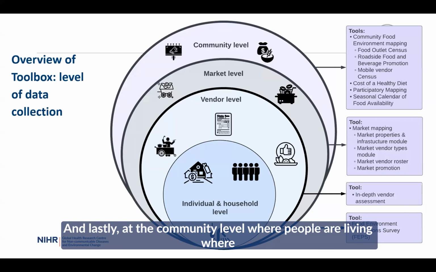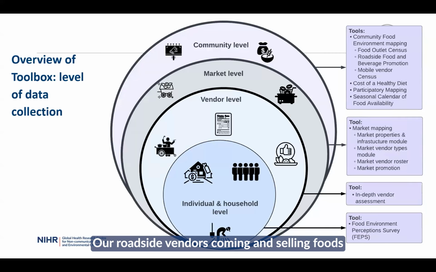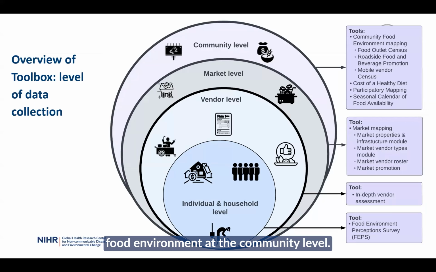And lastly, at the community level where people are living, where are the food sources located? Is it across the street? Is it within the village that there are some food outlets? Are roadside vendors coming and selling foods? And also at the community level, we are collecting some data on the food prices. And of course, the participatory mapping and seasonal calendar is also done at the community level.